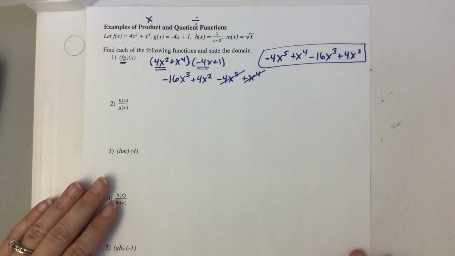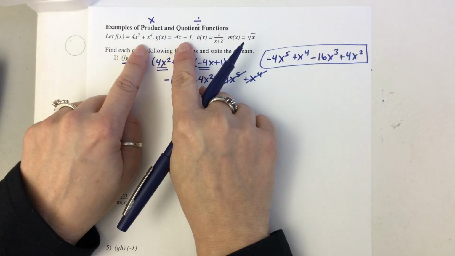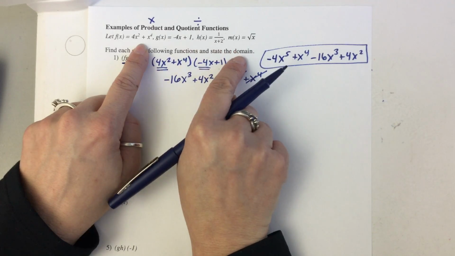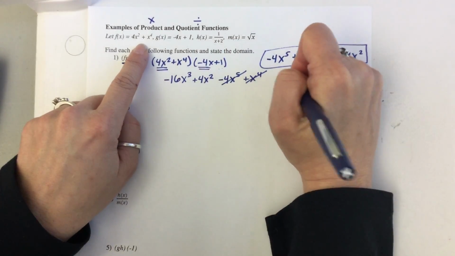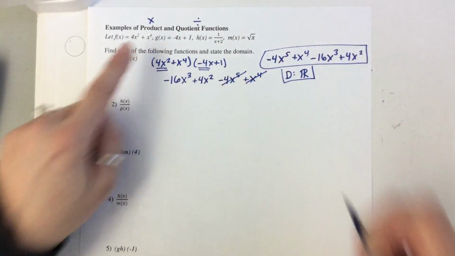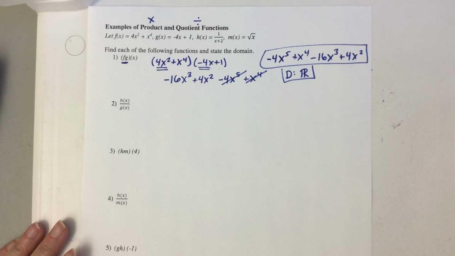Here is the new function that you created from these 2 functions by multiplying. They want us again to state the domain. My domain would be all reals because I don't have any fractions and I don't have any radicals.